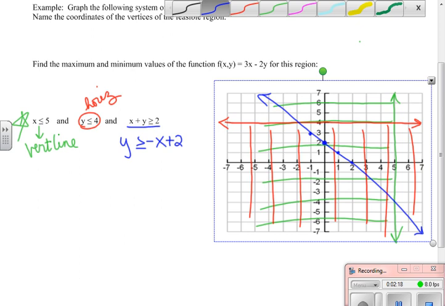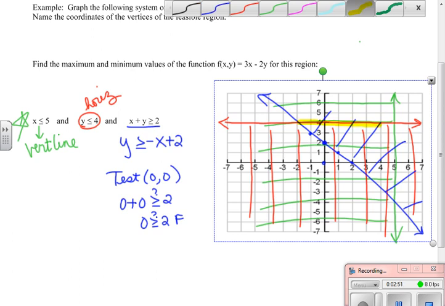Now, I need to test if I'm shading above this or below this. My guess is, since I'm looking for a region, it might be above, but I don't know for sure. So I'm going to test with 0, 0. I'm going to go to my original. Is 0 plus 0 greater than or equal to 2? Is 0 greater than or equal to 2? That's false. So I'm actually looking at the region above. So messy though this is, the region I'm clearly looking at, where all three are represented, is this triangle right here.